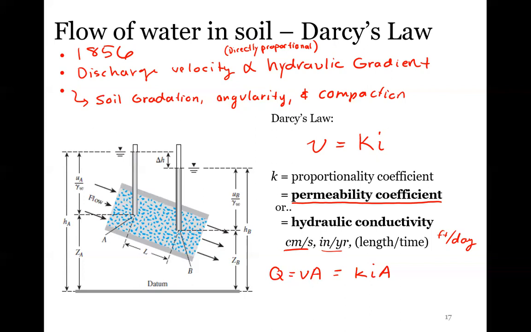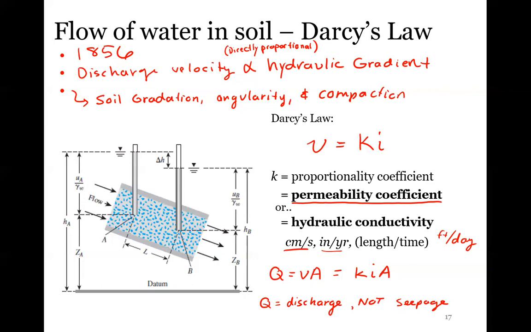We have to remember though, this Q is discharge, not the seepage. So not internally, that's what's actually leaving our soil. So we need to divide the velocity by the porosity to determine the seepage one.